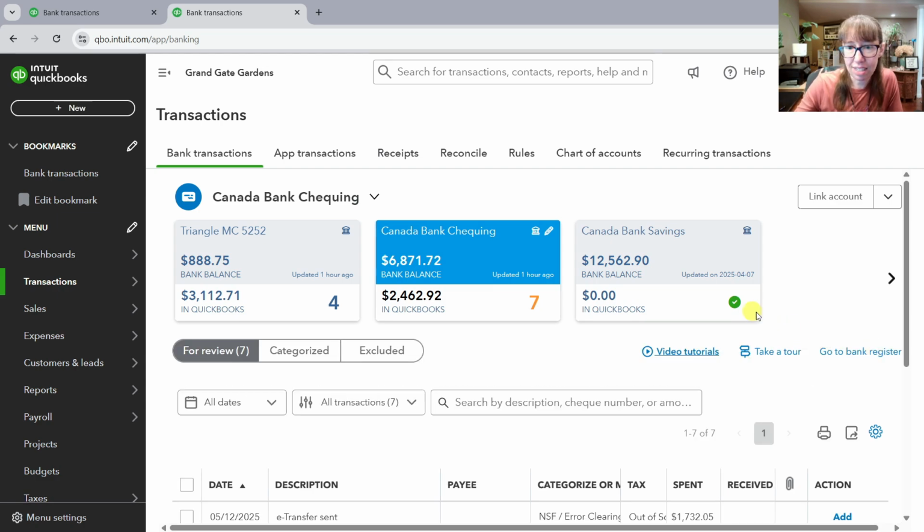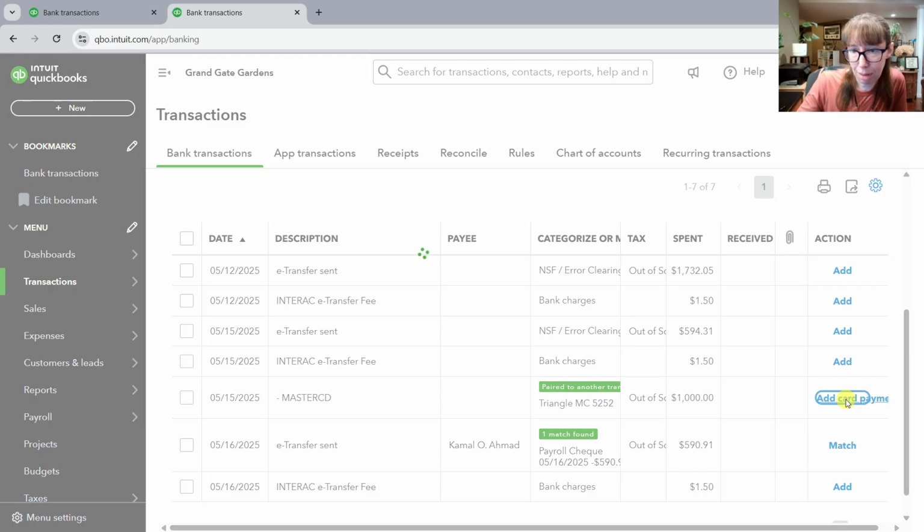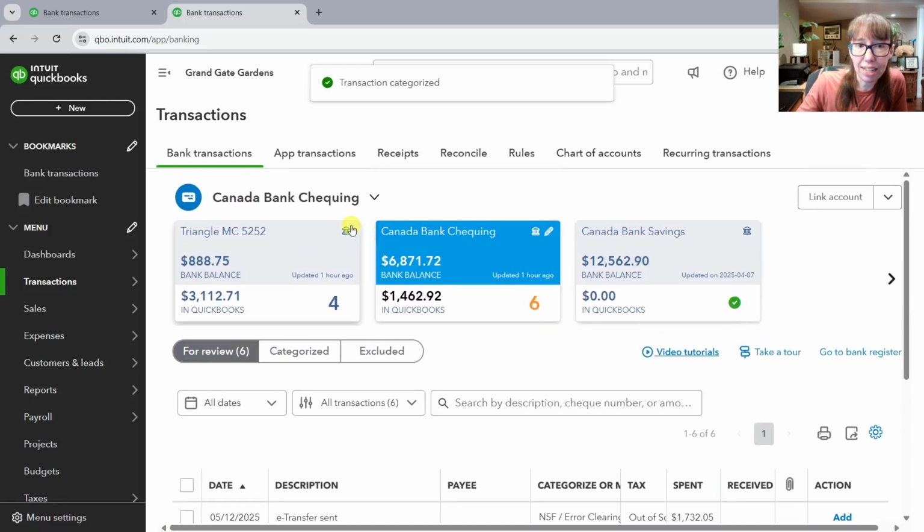Usually, I'm going to hit X. Usually, it looks like this when it's not the first time. And we can add that credit card payment right from the bank feed because it's recognized it somewhere else. Okay, so I'm going to go ahead and add the payment here. Now, I added that from the Canada Bank checking.